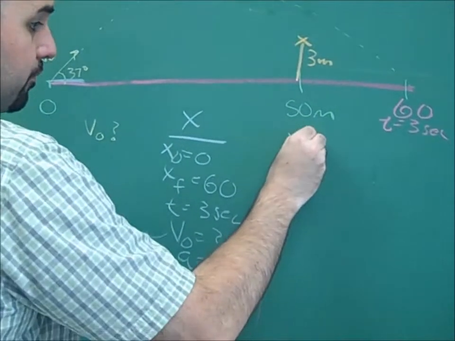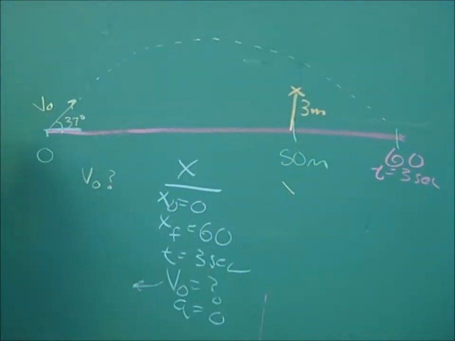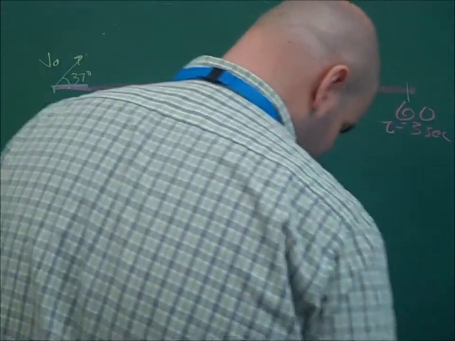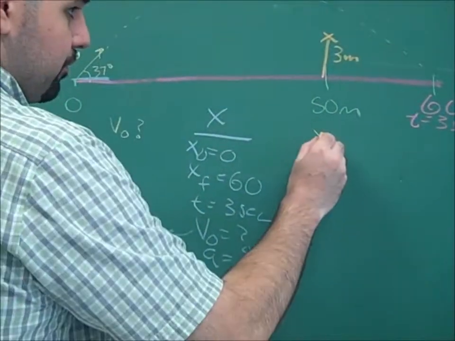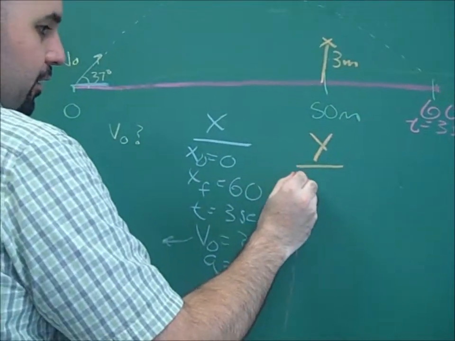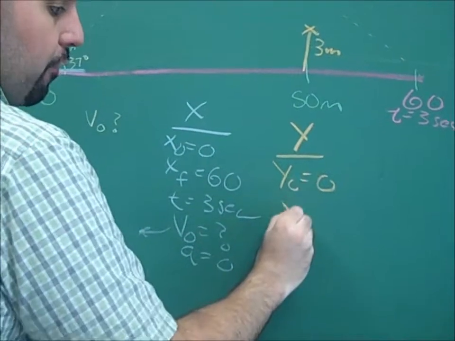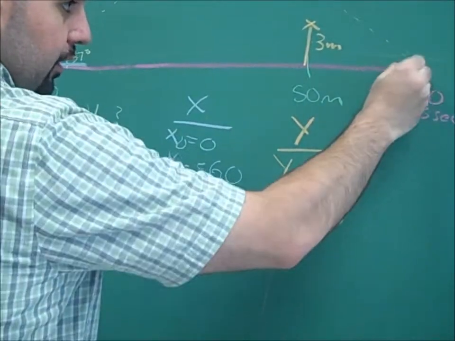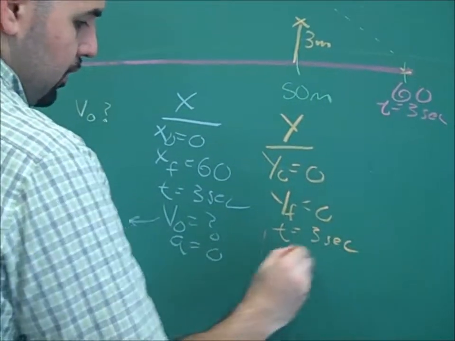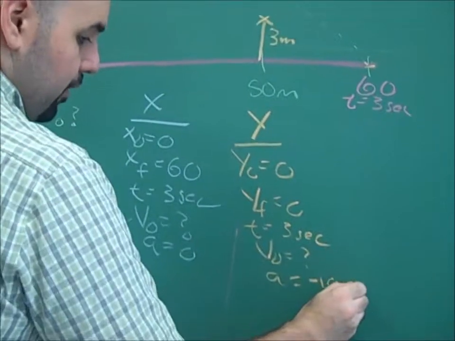And now the y. Let's use a different color for y. I should have used pink for this, but whatever. Orange, because that's y too. The starting position, height-wise, is 0. The final position, height-wise, is 0. The time is still 3 seconds overall. Initial velocity we don't know. And the acceleration is negative 10 meters per second squared.